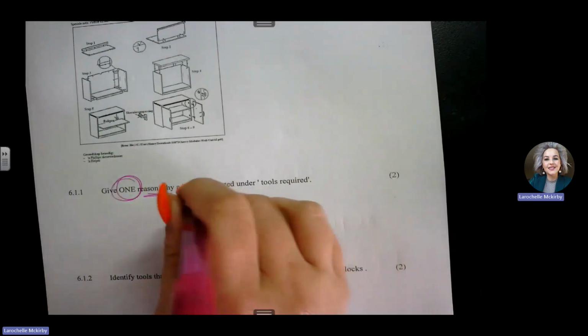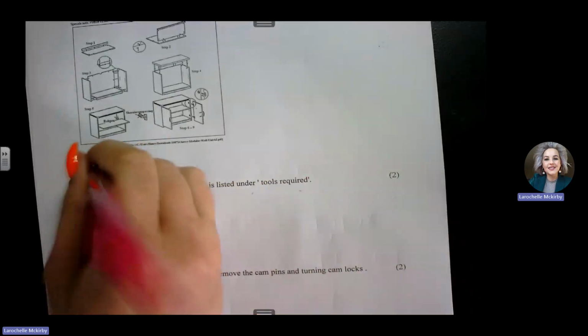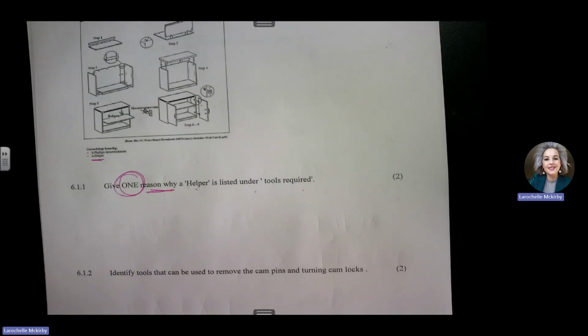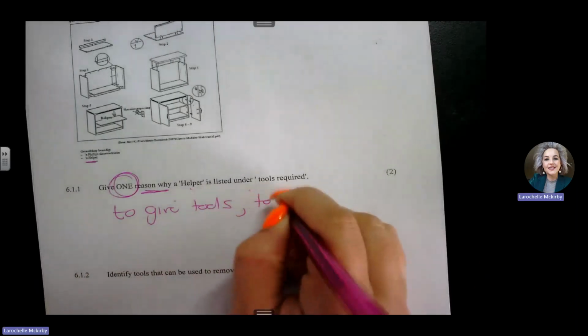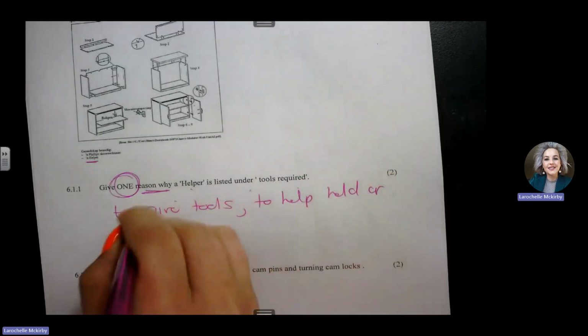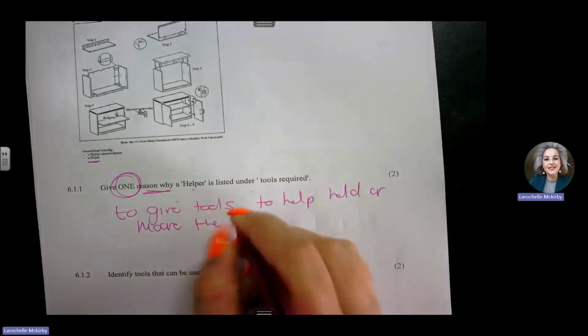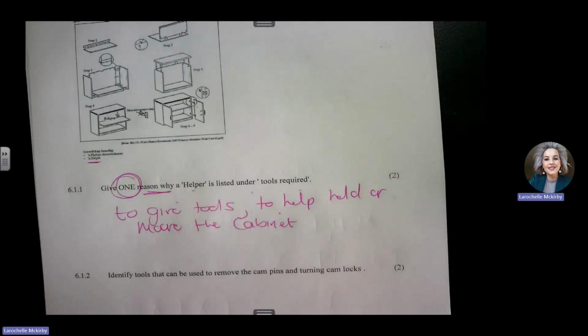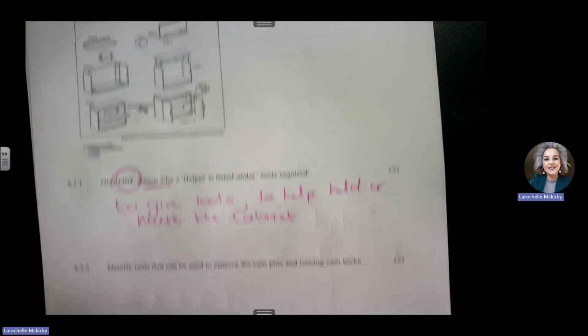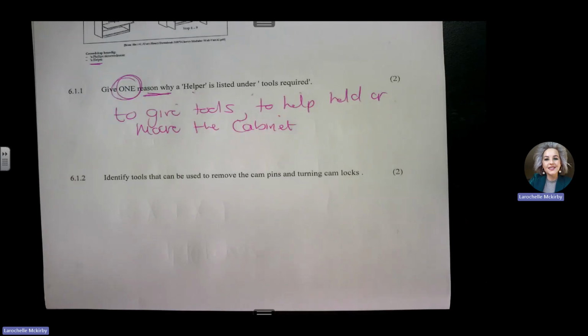one reason why a helper is listed under tools required. See there, a helper is listed. Why do we need a helper? To help hold or move the cabinet when they are done building it. So that is exactly what it states, to help someone while he or she is busy building it. Even to give some tools or parts to help that person. Right, one is reading, one is building.